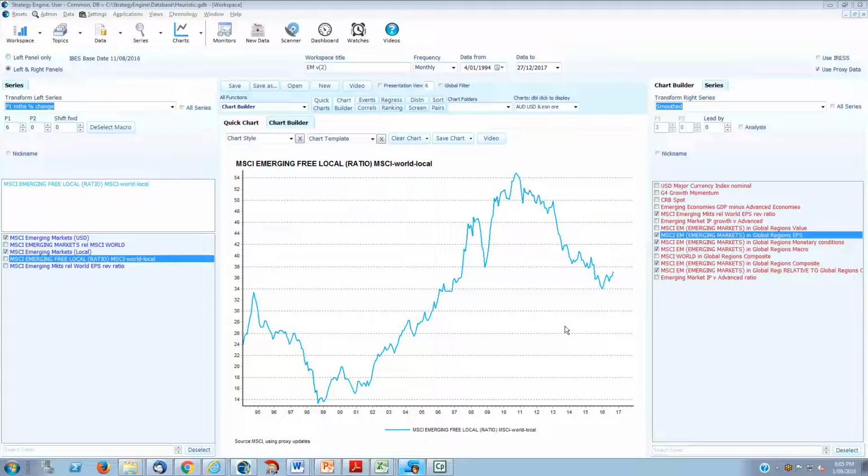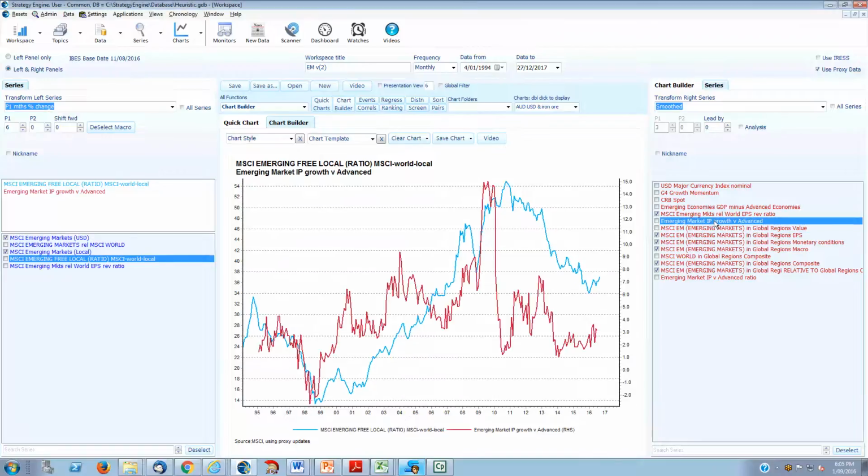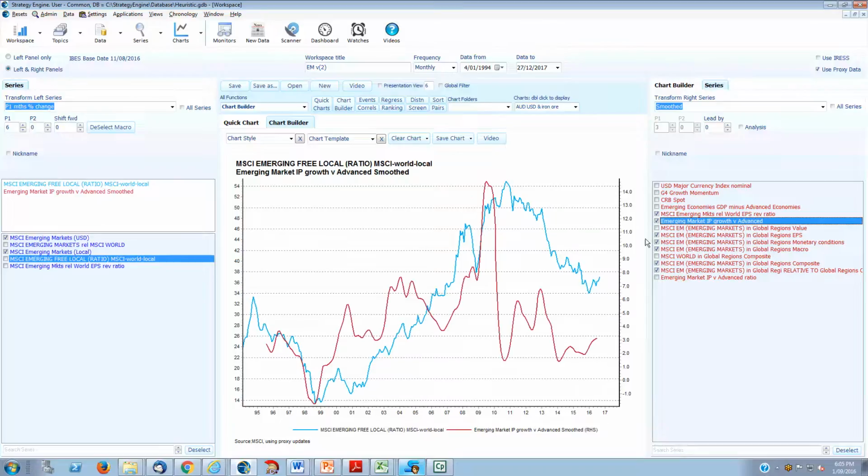So I just want to go through and explore some of the other factors that may be behind this outperformance. The first one I want to have a look at is relative growth between the two regions. In this one, I'm looking at emerging market industrial production growth versus advanced economy IP growth. So that's now the red line on the right-hand scale. This is a much more volatile series. In fact, why don't we just smooth it? And broadly, it's picked up the swings in relative performance, although, as I said, a much more volatile series.